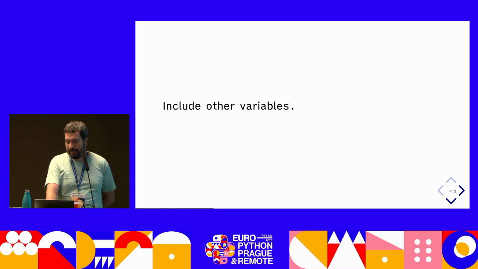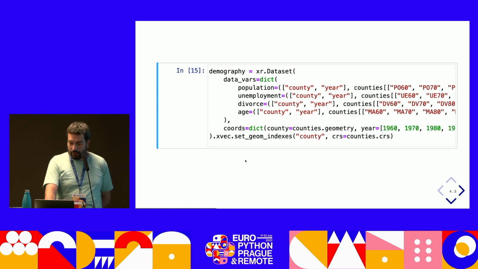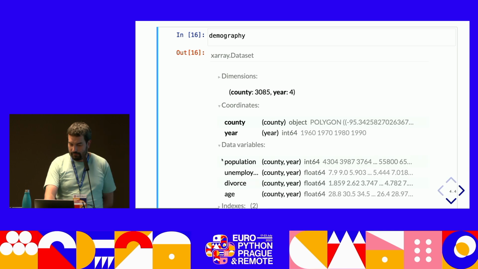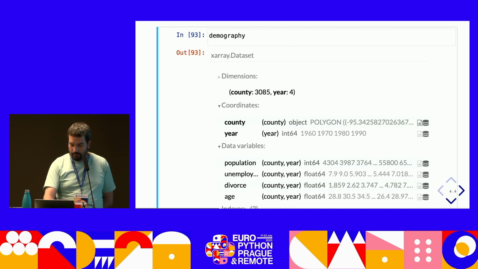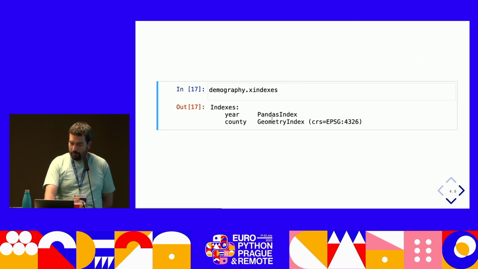Which means that we will include other variables. So right now we had only population, so it was one NumPy array. But we can also include other information we had in our original data frame. So we can work with population, do the same thing as before, but also unemployment data, divorce data, age data. And we have a dataset indexed by two dimensions, but that itself has four different variables inside. So this is sort of how it looks like. And if you look at indexes, one of them is a pandas index, which is the Xarray default, and the second one is a geometry index.